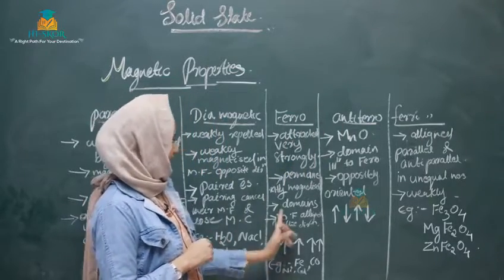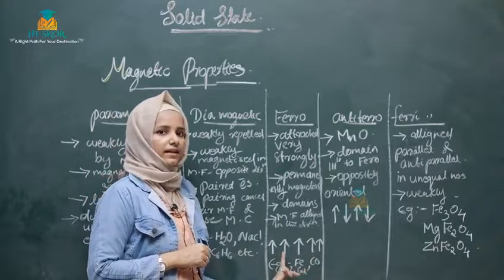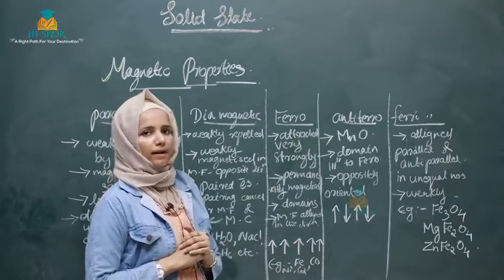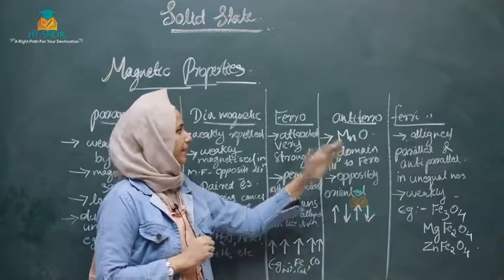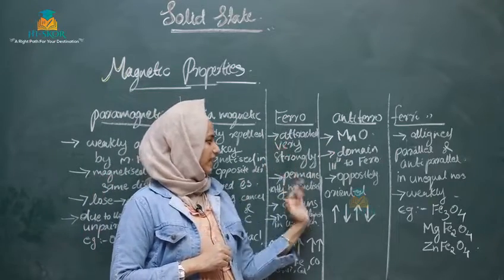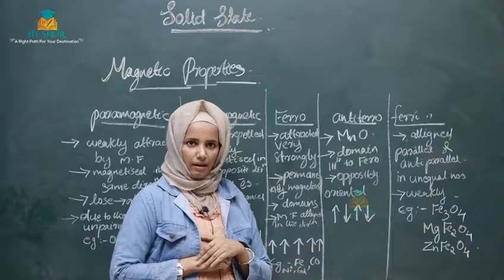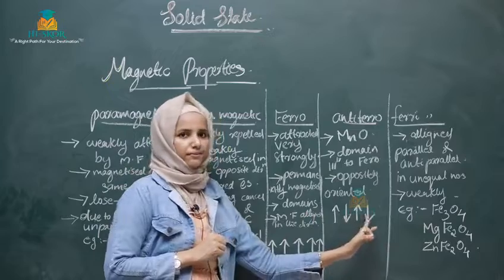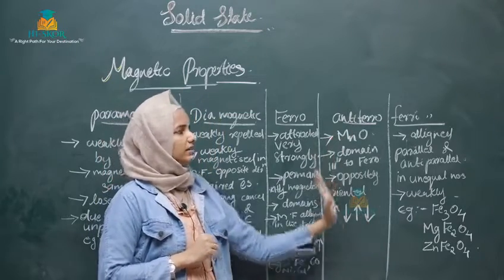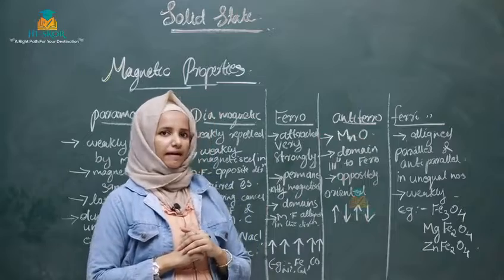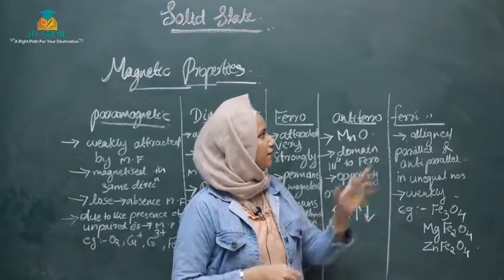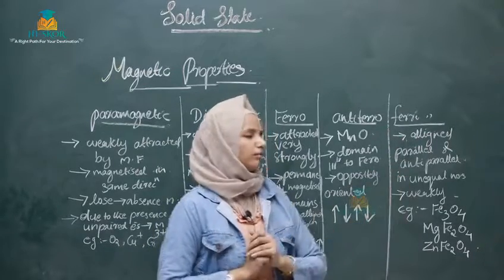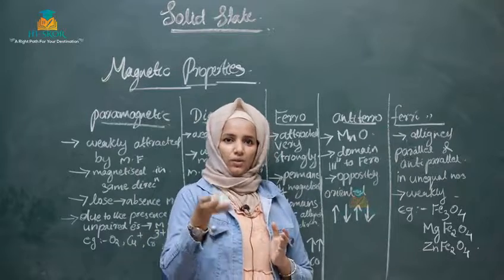Here, in ferromagnetics, they are oriented along the same direction, with the same magnitude and same direction. Then an example of an anti-ferromagnetic substance is MnO. The domains are similar to those of ferromagnetic substances, but here they are in opposite directions. That is, they will be aligned in this way. So such substances are called anti-ferromagnetic substances. And the last one is ferrimagnetic substances.